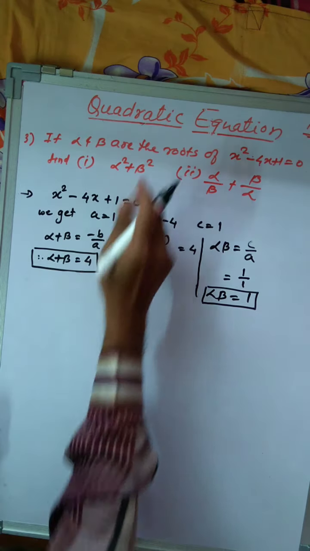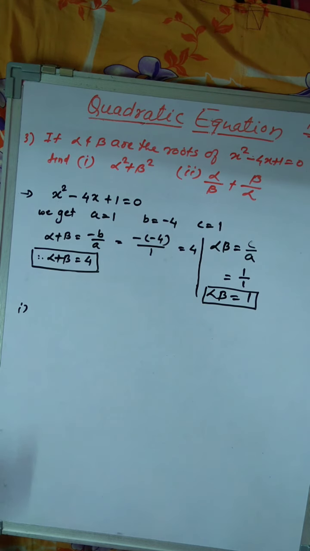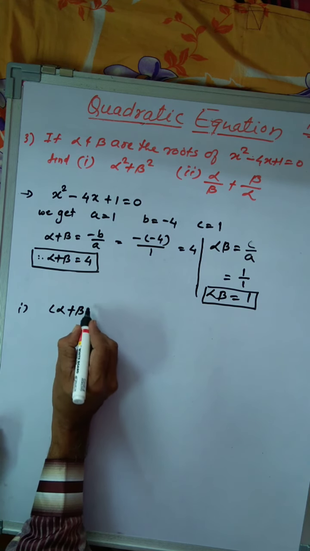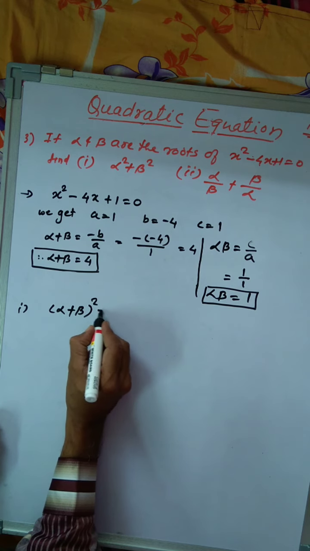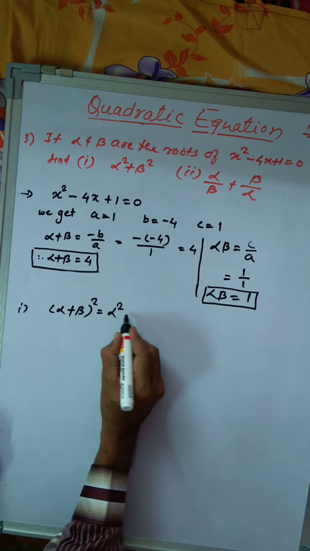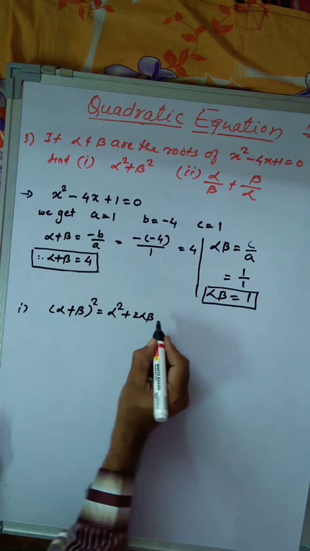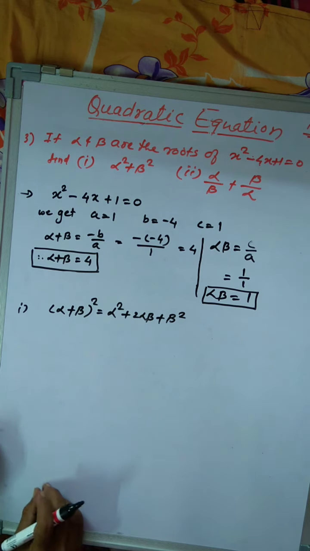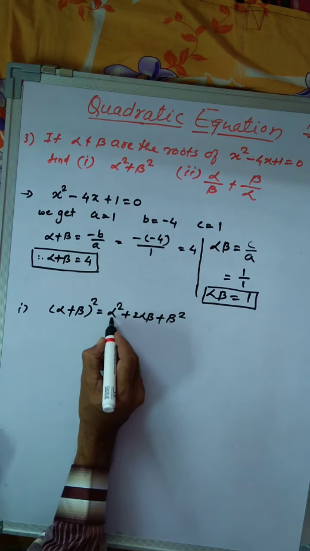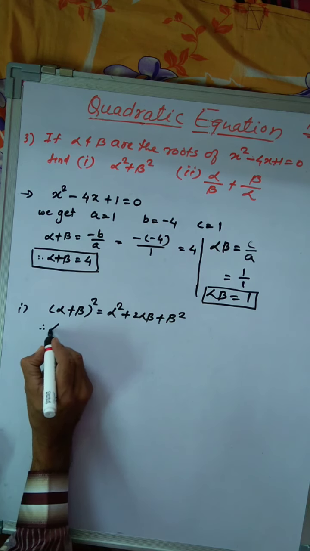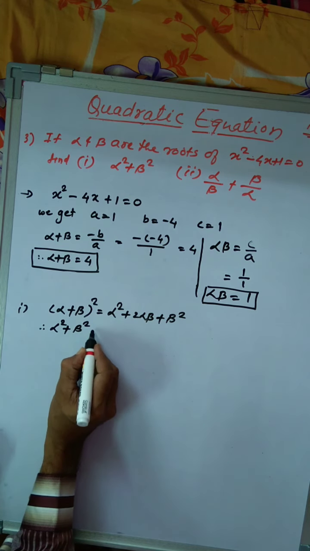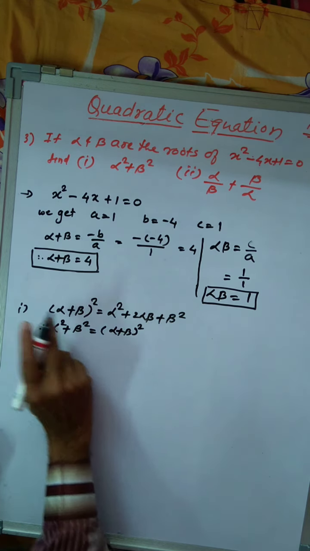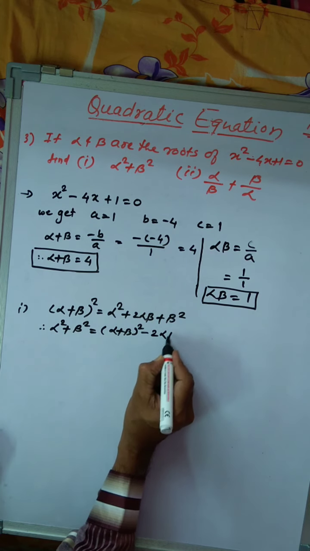Now we have to first find alpha square plus beta square. We know the expansion formula: alpha plus beta bracket square is equal to alpha square plus 2 alpha beta plus beta square. Take 2 alpha beta to the left hand side. We get alpha square plus beta square. Hence alpha square plus beta square is equal to bracket alpha plus beta bracket square minus 2 alpha beta.